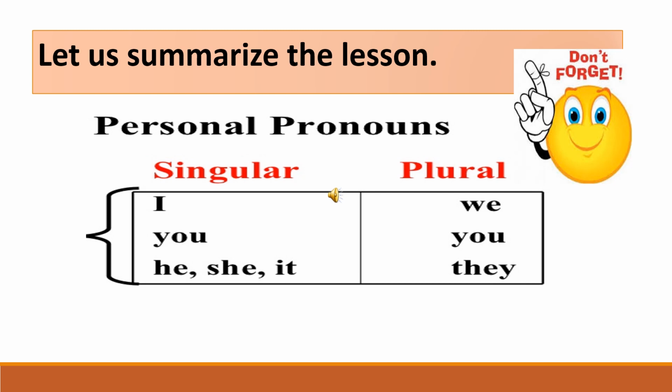Alright, let us summarize the lesson. So we have singular pronouns. These are I, you, he, she, and it. While plural pronouns are we, you, and they. Okay, don't forget that. Now let us move to your activity. It is an individual task, so you have to do it by yourself. Okay, thank you.